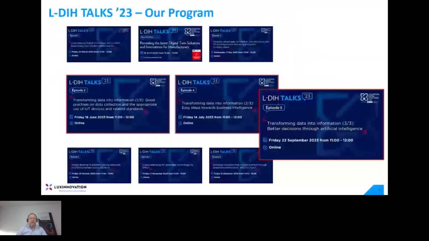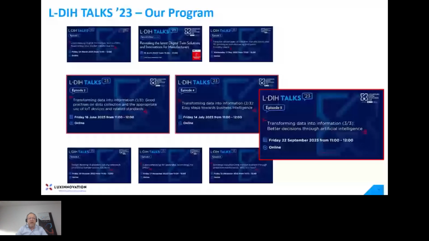Today's session is the third session out of 3. We called this mini series turning data into information. By that we mean that the data as such will not support anything. You need to make it meaningful before you can act on the data you gather.